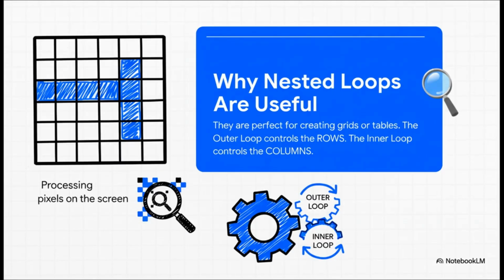So why are we even bothering with all this? Well, nested loops are literally the key to working with two-dimensional data. Just think of it like this. The outer loop controls the rows of a grid, and the inner loop controls the columns inside each of those rows. This is fundamental for everything from printing out tables to processing the pixels on your screen.